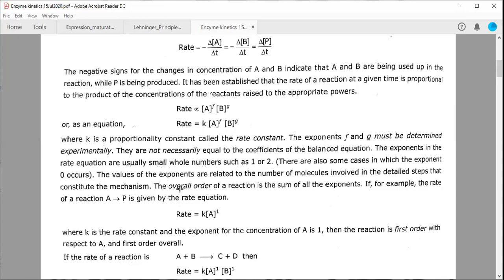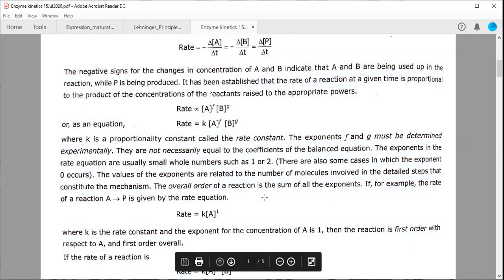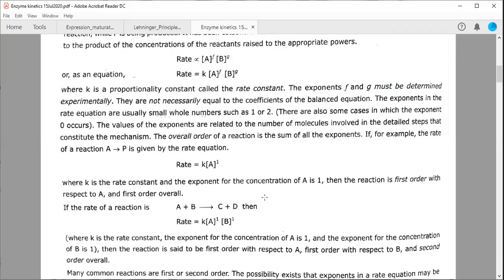If you need to calculate the overall order of the reaction, what will you do? You will simply sum all the exponents, so you will add these values. Based upon these values, you are able to calculate the overall order of the reaction. So what is the order of reaction? Let us calculate the order of the reaction.